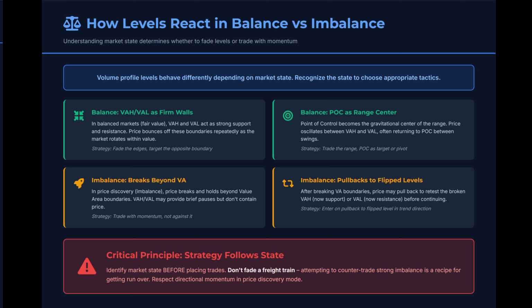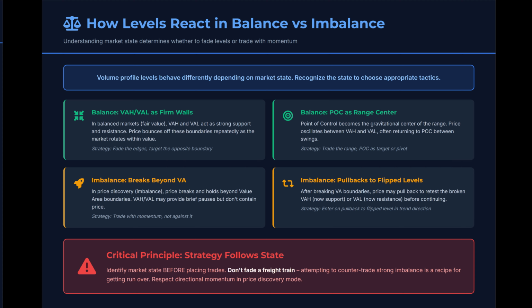This brings us to the second critical behavior during imbalance. After price breaks a value area boundary, pullbacks to flipped levels become high probability entry zones. Here's how this works. Let's say the market is in bullish imbalance and breaks above the previous day VAH. Price continues higher, establishing a new higher value area.